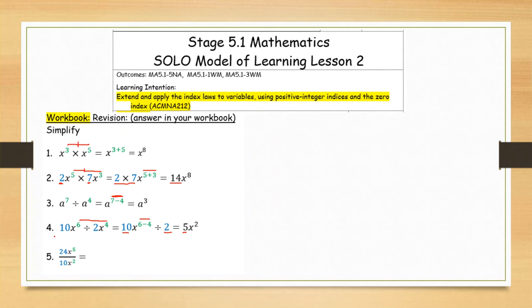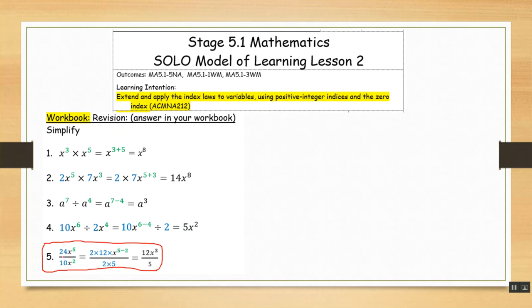4 and 5 are similar. 5 is just expressed as a fraction. We have 24 over 10 in blue, so there are coefficients. 2 is the highest common factor of those two numbers. 2 5s are 10, 2 times 12 is 24. So the 2's cancel. 2 goes into 2 once. So we get 12 over 5. And we have x to the 5 take away 2, which is x cubed. So we can leave our answer like that. We don't like to have a decimal in our answer for fractions. So we'd prefer 12x cubed over 5.